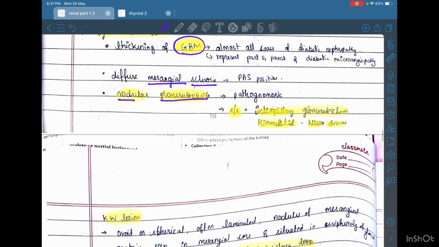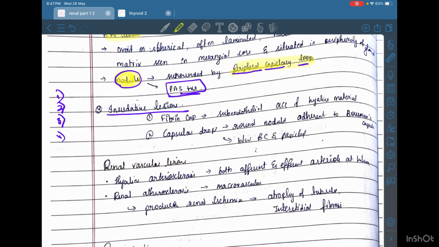Correct, as I said, exudative lesions include the fibrin cap and the capsular drop. What is a fibrin cap? Let's think, this is your podocytes and this is your parietal cell. So this is your capillaries.